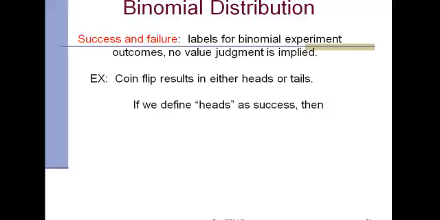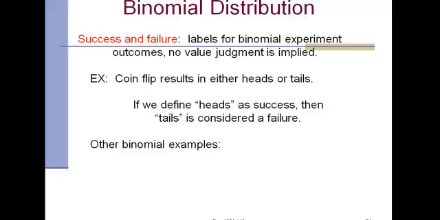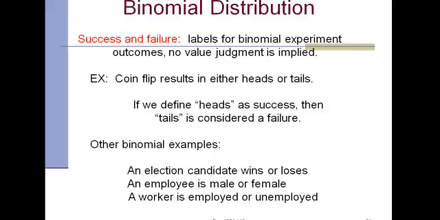So one of the most common examples is we can flip a coin, and if we flip a coin, we can get either a head or a tail. If we would like, we could define heads as success, then that would mean tail is a failure. Other binomial examples might include an election candidate either wins or loses. An employee is a male or a female. A worker is employed or unemployed. So that would be success and failure for 3 different examples.